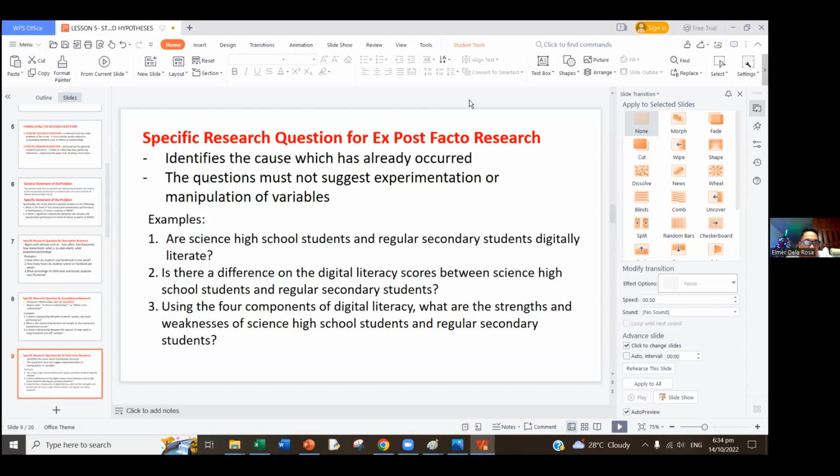Okay, example. Digital literacy. Gusto nating malaman kung may pagkakaiba yung uri ng curriculum sa pagiging digitally literate ng mga estudyante. At isa sa nakikitang dahilan ay yung mga taga-science high school at saka yung regular secondary students, dahil magkaiba sila ng curriculum, magkaiba sila ng level ng digital literacy. At yun yung nakikita nating isang dahilan that could have explained it. Kaya ex post facto. Okay? So paano natin i-state yun?